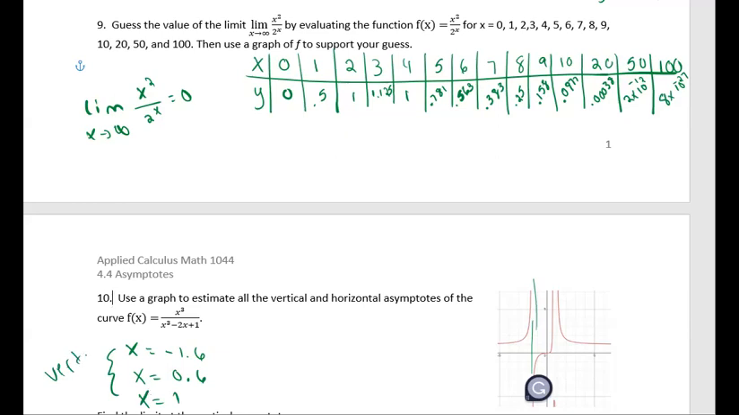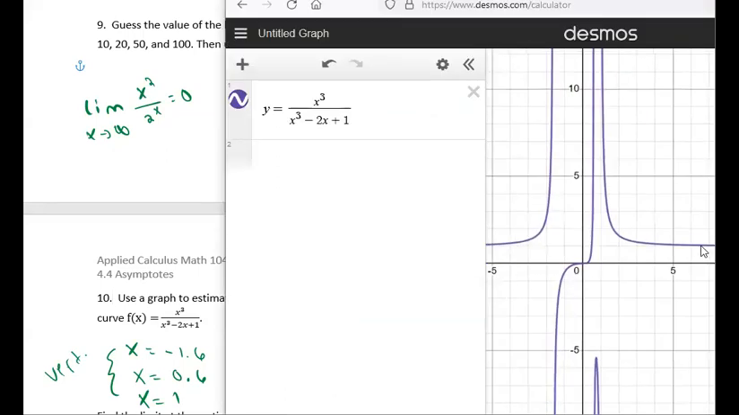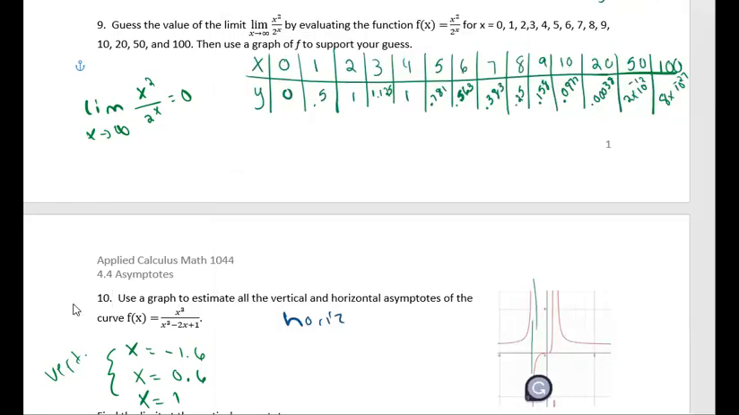And then we need to consider our horizontal asymptotes. So if we want to look at our horizontal asymptotes, let's go back to our bigger graph again. It looks like right here, it's going to level out. See that? So it looks like right there at y equaling 1, it's going to level out and we're going to have our horizontal asymptote. So it looks like we have 3 vertical asymptotes and 1 horizontal asymptote for this one.